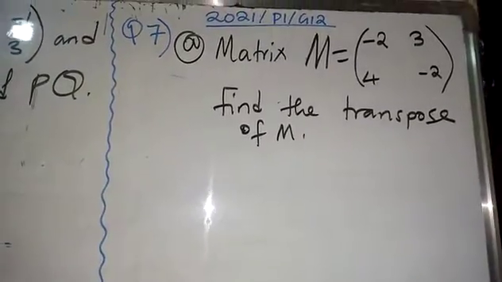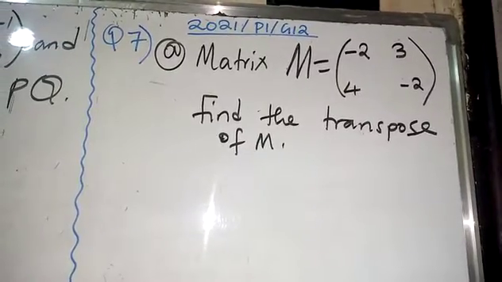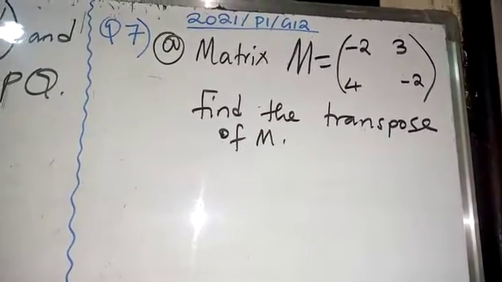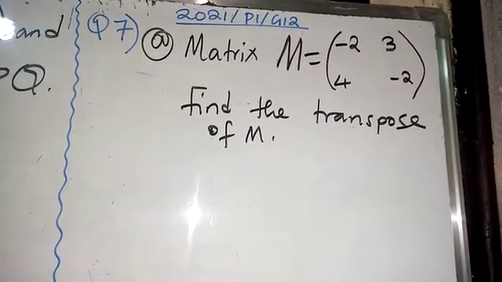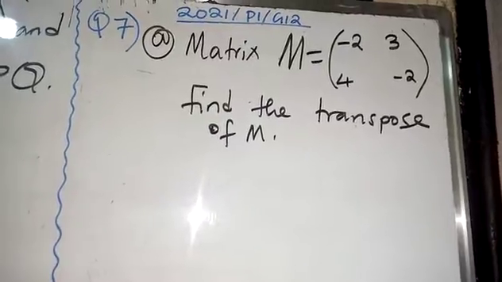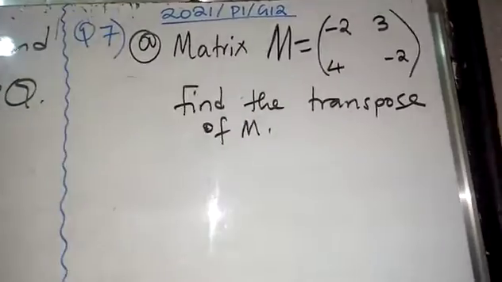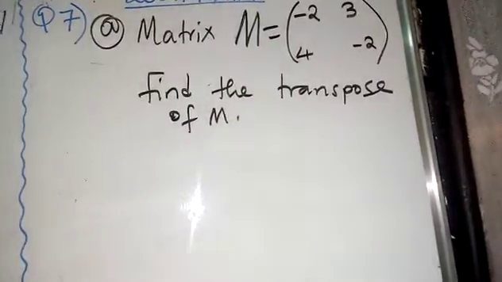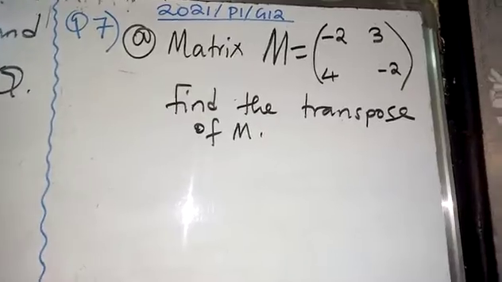We continue from question 7, 2021, paper 1, grade 12. 7a states matrix M is equal to [-2, 3; 4, -2]. Find the transpose of M. The transpose of a matrix is found by interchanging rows and columns.